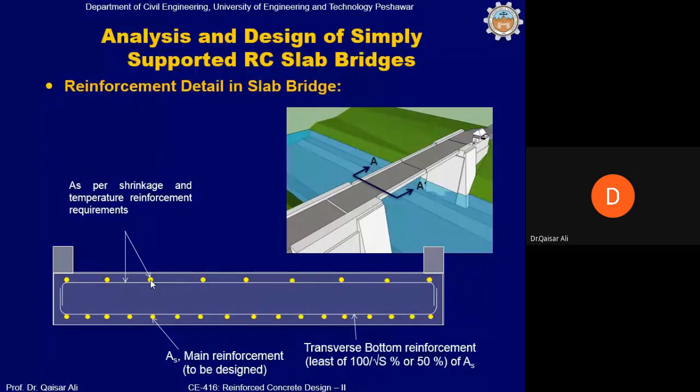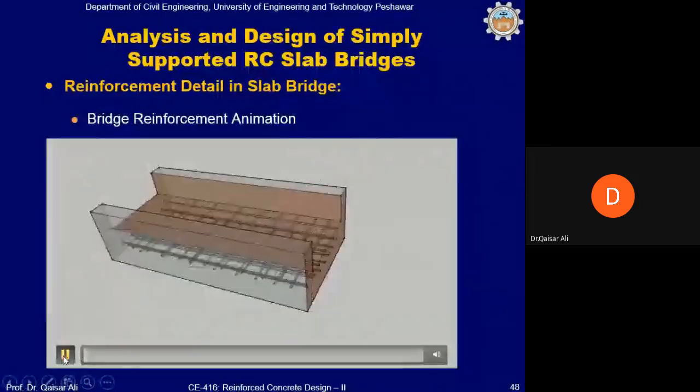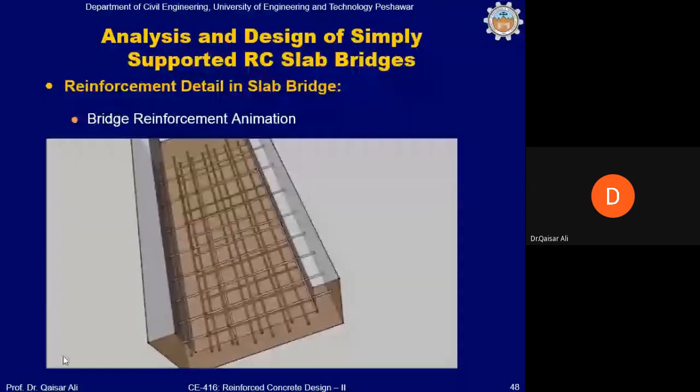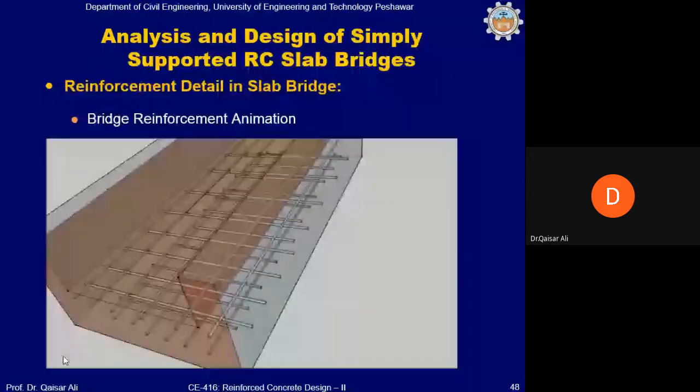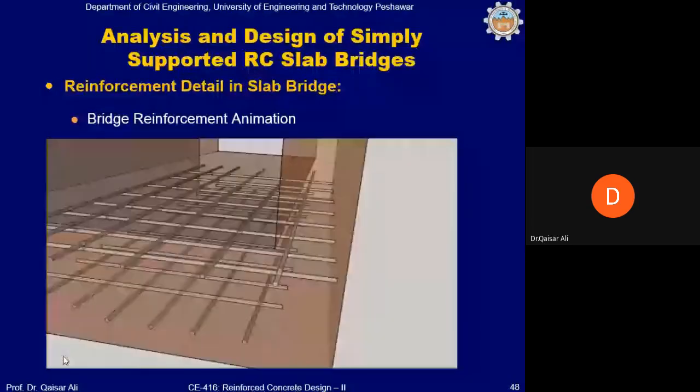This is a video where you will be able to see how the reinforcement is provided in a slab bridge. The reinforcement is provided on both the faces of the bridge, along the length as well as along the width. The main reinforcement is bottom reinforcement along the span length of the bridge.